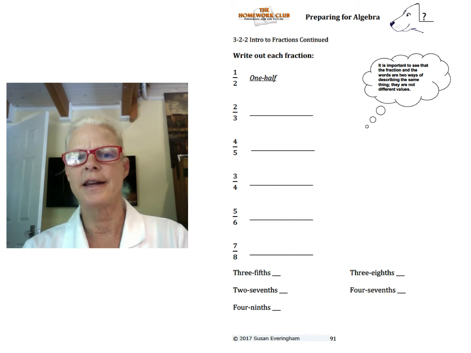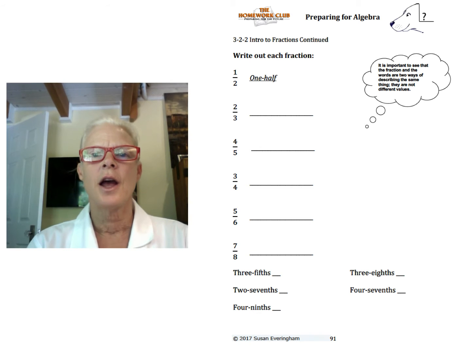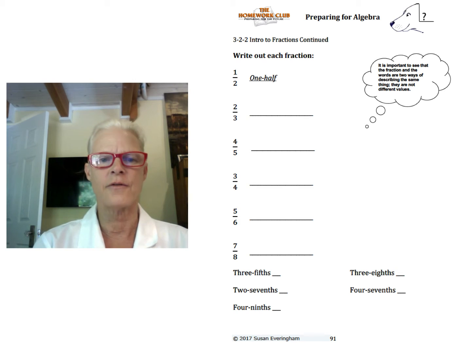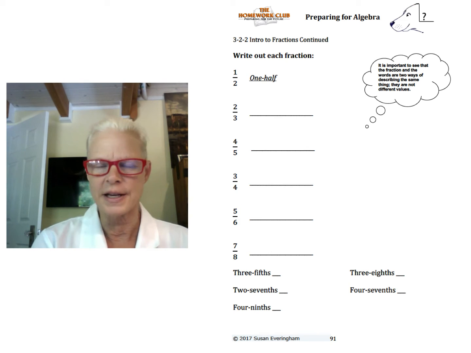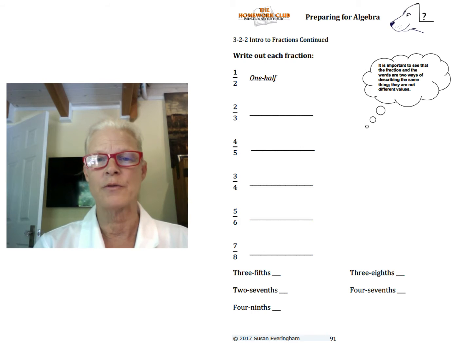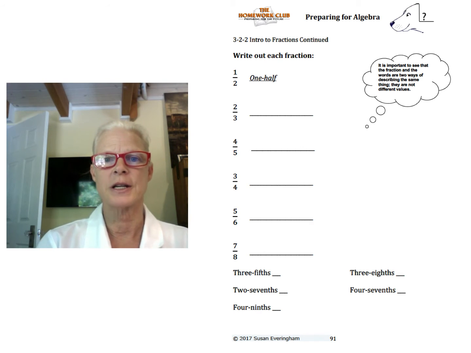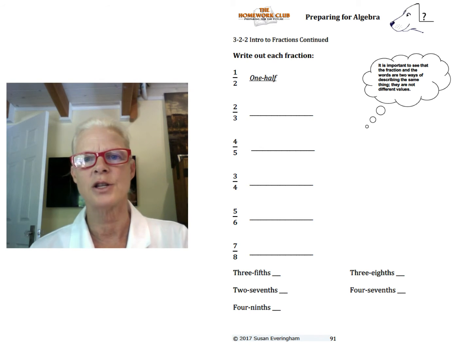Okay, page 91. This is an introduction to fractions. And what I want you to do is write out each fraction. So we learned that 1/2 is written 1/2. It's important to learn that numbers can be written in so many different ways, and this is just one of them. It's part of word problems, so this is why we're starting here. We're going to be continuing with fractions throughout the entire book because it is the backbone to algebra. Okay, so go ahead and write out all these fractions, and I'll see you on page 92.